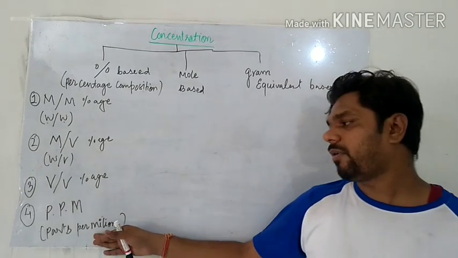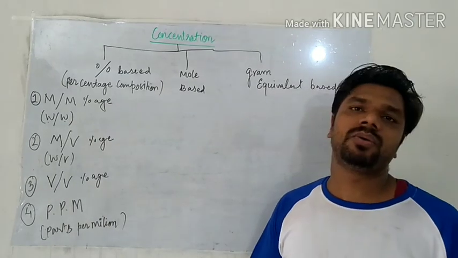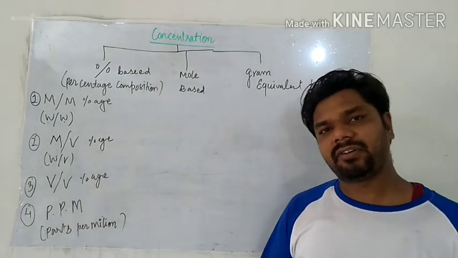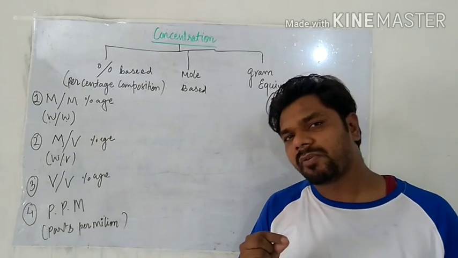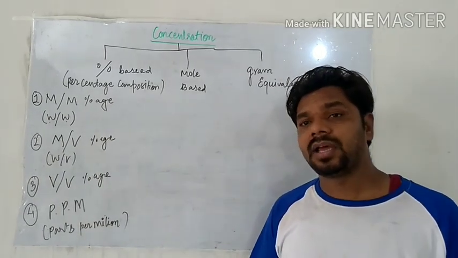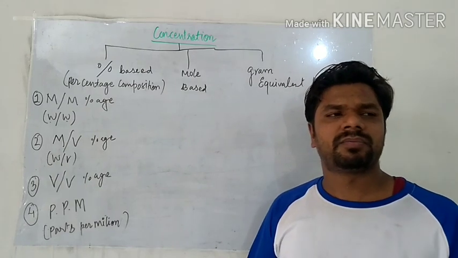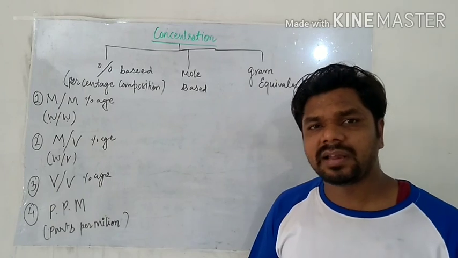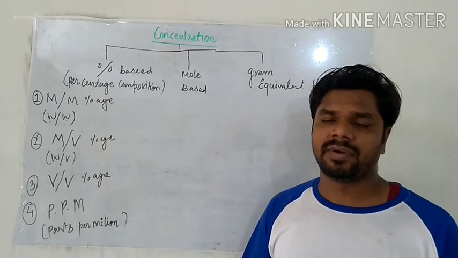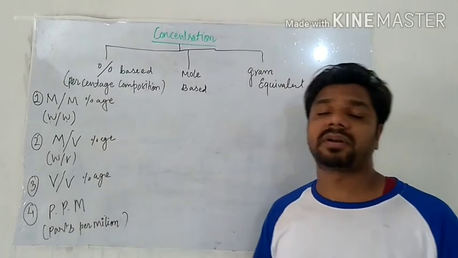Parts per million means what amount of solute is present in each million parts of a solvent. Basically, this type, parts per million, is used to refer to a very trace amount. It means a very small amount of solute in a solution. Suppose that in a tank of water I added 2 milligrams or 3 milligrams of some solute. In that case it is called parts per million.